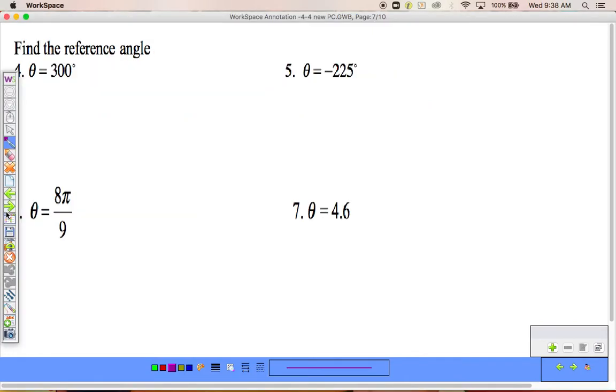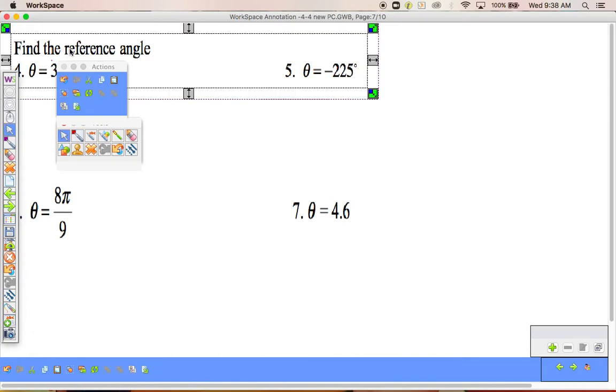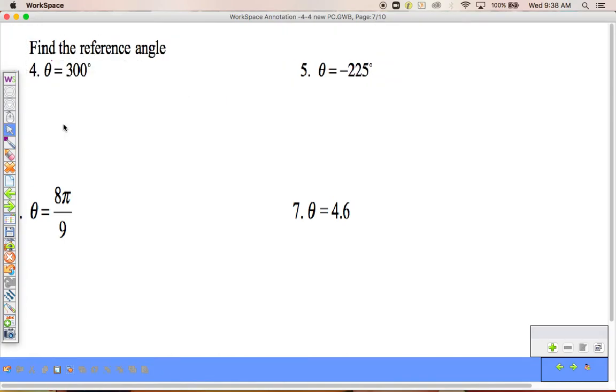How that's going to help us is I'm going to ask you to find the reference angle for a particular angle, like theta equals 300 degrees. I'm going to ask you to find the angle that the terminal side of this 300-degree angle forms with the x-axis. So I'm going to draw a 300-degree angle. A 300-degree angle rotates me all the way into the fourth quadrant. It goes past 270 to 300. So this is my theta.